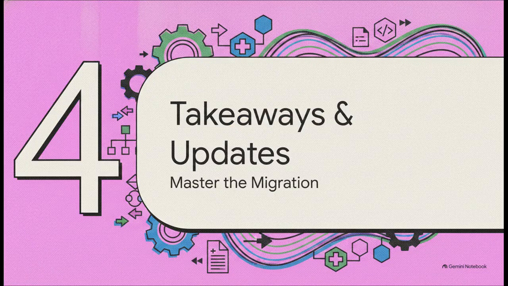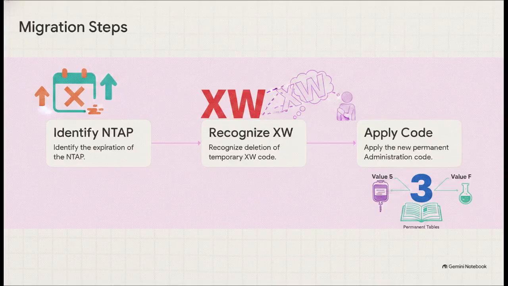Okay, Section 4, Coding Takeaways and Updates. Let's master this migration. So the crucial point here is, how do we take these highly specific examples and apply them practically to the way you approach your coding manual every single day? You have to understand the underlying system rather than just trying to memorize a random list of updated alphanumeric characters. Whenever you're dealing with these updates in the administration section, I want you to use this simple 3-step framework. Step 1, identify the expiration of the NTAP. That is always your trigger. It tells you a code is about to move.